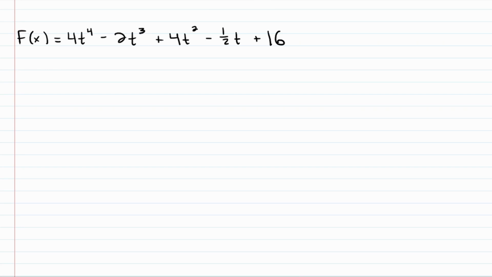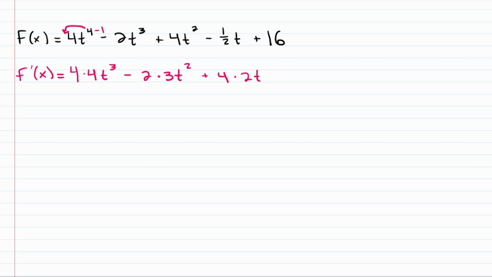So hopefully you tried this out on your own. Let's do it step by step. If we want to take our derivative, remember we apply the same 2 steps as before. We bring that exponent out front and we subtract 1, right? So now we have 4 times 4t, 4 minus 1 is to the third power now, minus 2 times 3t to the second power, plus 4 times 2t to the first power.